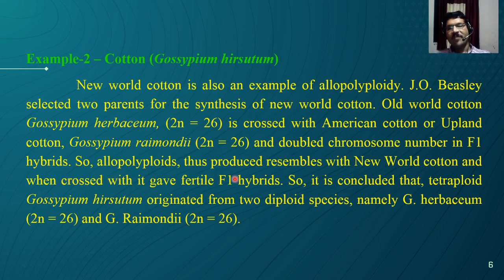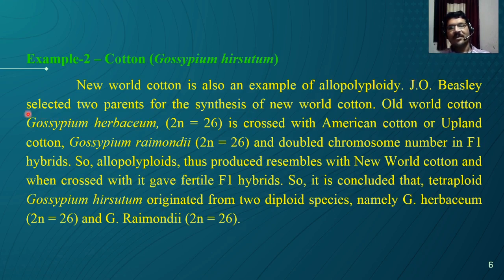So the allopolyploid thus produced resembles New World cotton, and when crossed with it gave fertile F1 hybrids. So it is concluded that tetraploid Gossypium hirsutum originated from two diploid species, namely Gossypium herbaceum 2n equal to 26 and Gossypium raymondi 2n equal to 26. So here also, allopolyploid cotton has been formed in a similar way by scientists.